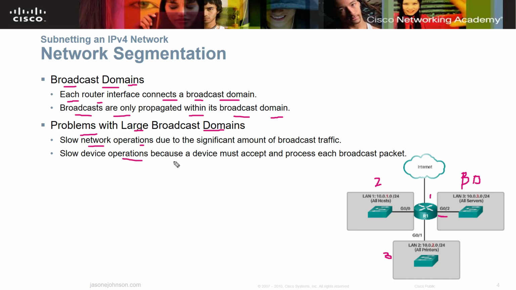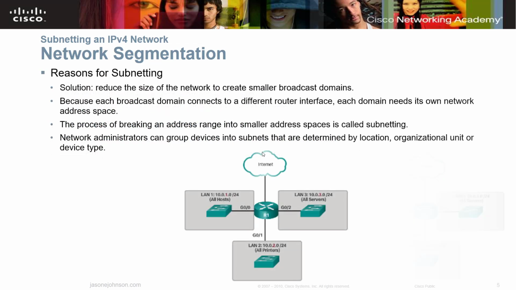Slow device operations happen because a device must accept and process each broadcast packet. So what we want to do is put domains into smaller areas or smaller groups, and we do that by subnetting. When we subnet, the solution was to reduce the size of the network to create small broadcast domains or small LANs or local area networks. Because each broadcast domain connects to a different router interface, each domain needs its own network address space. And the process of breaking down an address range into a smaller address space is called subnetting.